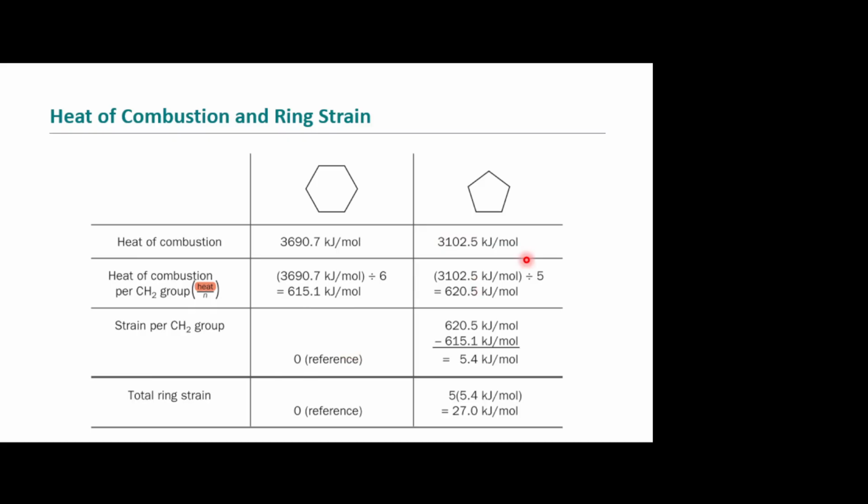So if we look at the 5-membered ring, we do all that math again. What we're going to see is it's 620 kilojoules per mole per CH2. And so what we end up saying is, well, we take the difference between these, and that gives us a 5.4 kilojoules per mole difference. And so the additional ring strain there would be that 5.4 times the 5 carbons. That'd be the additional ring strain, which is that 27 kilojoules per mole. And that's where those numbers in that table came from. That's how you figure that out.